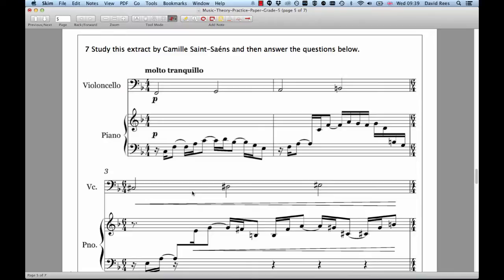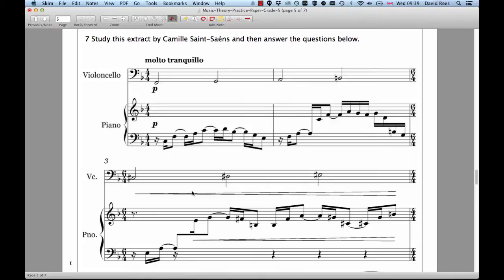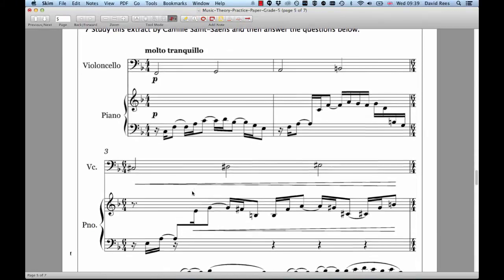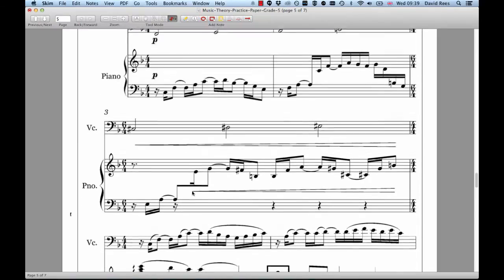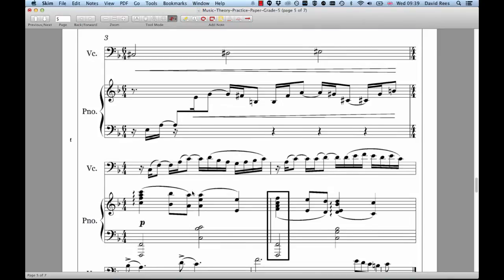And so here we've got an extract from Saint-Saëns, who's a French composer, wrote lots of music for the organ and for orchestra and for chamber instruments as well. And this is an example of a chamber piece for cello and piano. And so we'll need to look through this music and just see what is going on in terms of the musical language and in terms of the dynamics and maybe in terms of the style of the music. And there'll be lots of questions asking us about what's going on here.